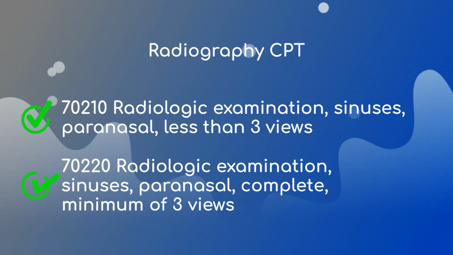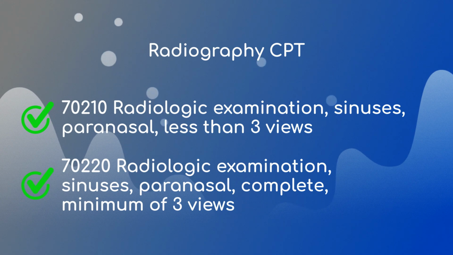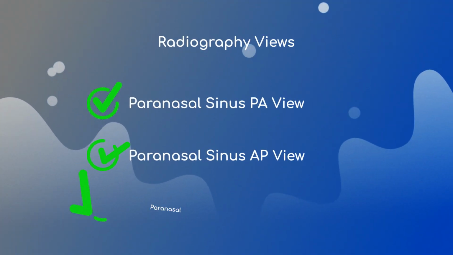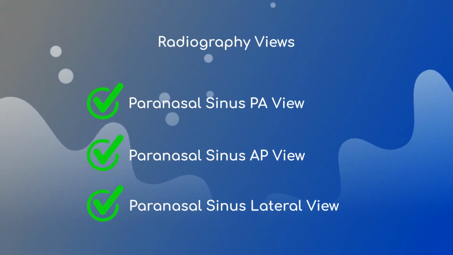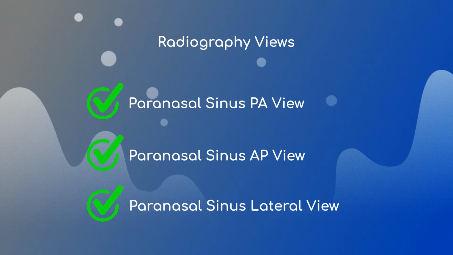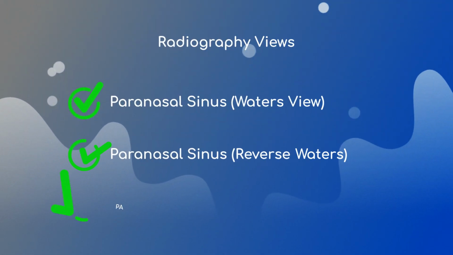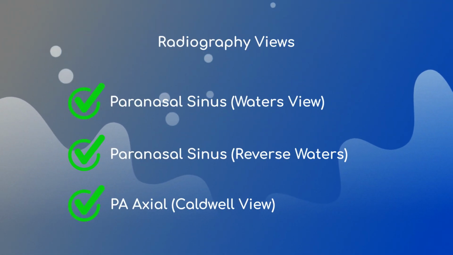Choosing between these codes depends on the number of views captured in the exam. Always verify the number of documented views in the report. Standard projections for sinus imaging often include the following: paranasal sinus PA view, paranasal sinus AP view, paranasal sinus lateral view, paranasal sinus Waters view, paranasal sinus reverse Waters PA axial view.